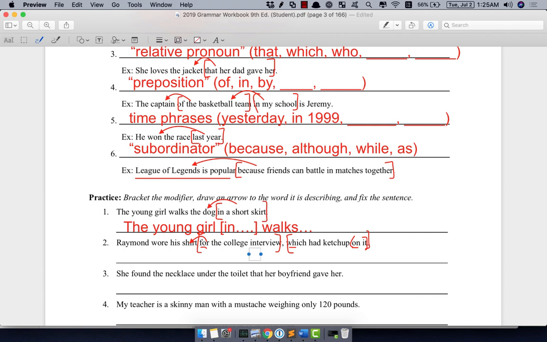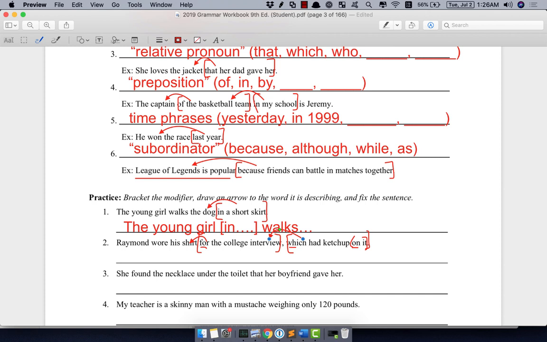But what about this part, which had ketchup on it? This describes the closest noun, which is what? Is that Raymond? Is that wore? Is that shirt, college, or interview? And the answer is, drumroll, it's the interview. So draw an arrow to the interview.